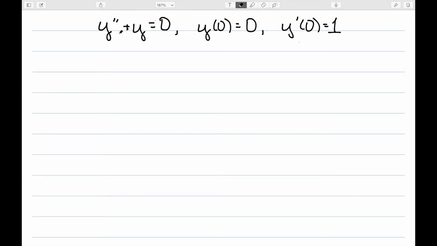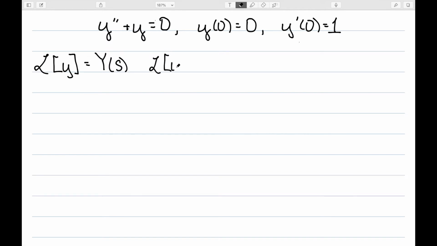Let's consider this differential equation here. Y double prime plus y equals 0, where y of 0 is equal to 0 and y prime of 0 is equal to 1. Let's suppose the Laplace transform of y is capital Y of s. So we don't currently know what this is.